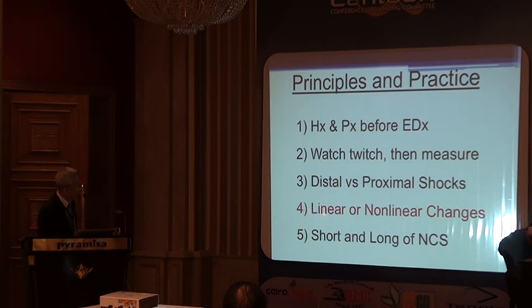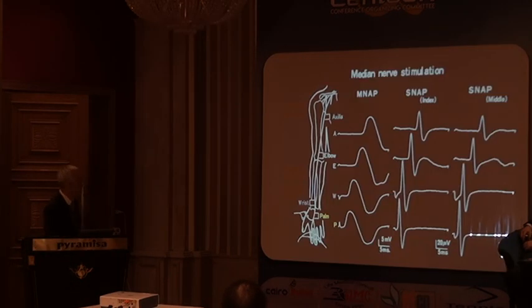But principle number four is linear or non-linear. Okay? And this is another very, very important principle that we follow. See, I told you that we stimulate in the palm, right? Median nerve. So for median nerve, we stimulate the palm, wrist, elbow, and axilla. And you record from the abductor pollicis brevis. And you record this, yeah? And these motor action potentials look more or less the same.